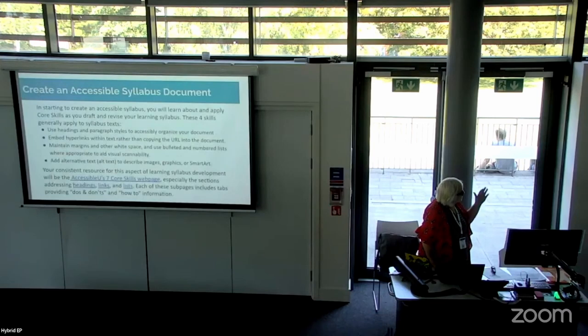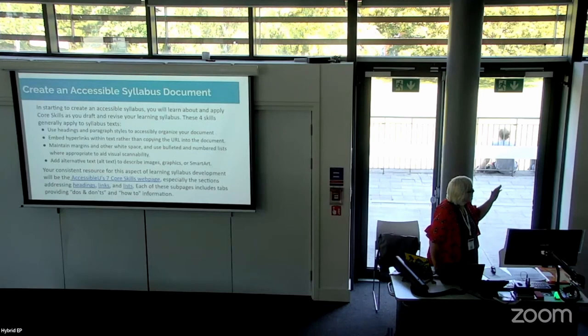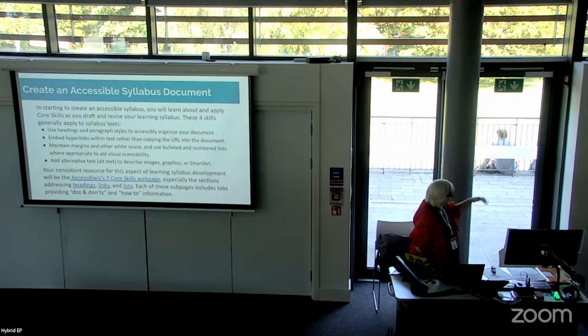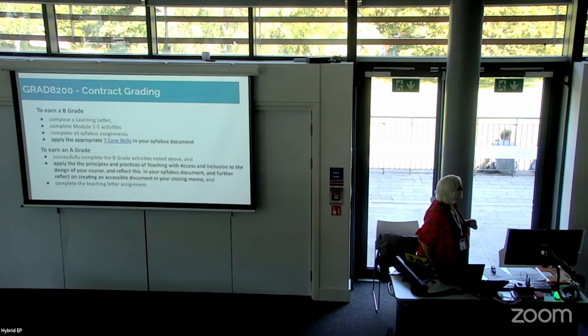And this is one of the ways I start to talk to them about it: you start to do it, you learn and apply the core skills. They apply to syllabus texts in these particular ways, using headings, hyperlinks, margins, and white space. I actually do turn back the first time I get a syllabus draft that has margins smaller than an inch all the way around, and has single spacing, because that's not visually appealing. So it's my introduction to them about visual scan mattering as much as a screen reader scan. Your eyes need to move and there need to be cues. So we have some consistent texts, and they know that from the beginning. And they've already used them for some assignments.